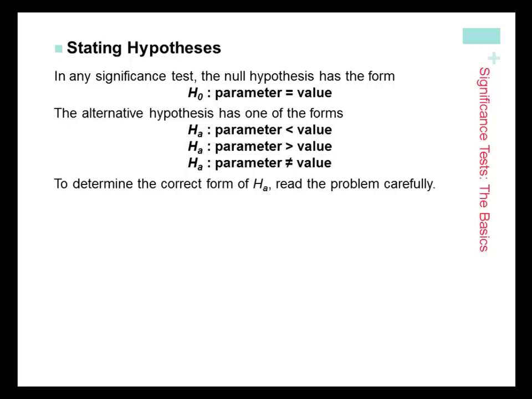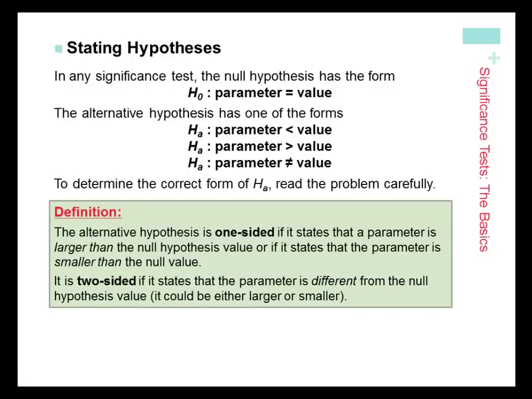The alternative could be the parameter is less than a value, as it was with our free throw example. The parameter could be greater than a value, or the parameter might just not equal a value. You have to read the problem very carefully to determine the correct form of your alternative hypothesis. But if you do a good job of reading the problem, you should be able to figure it out from the wording in the question.